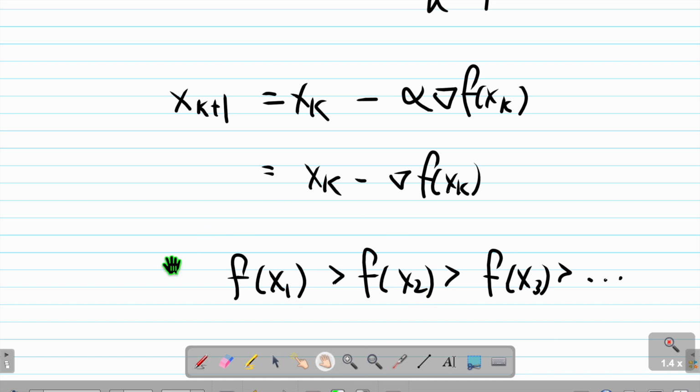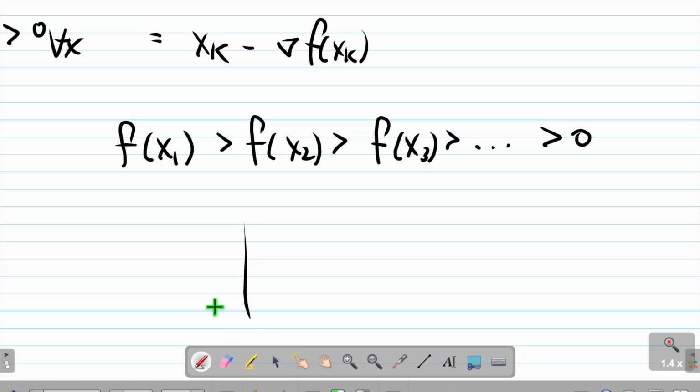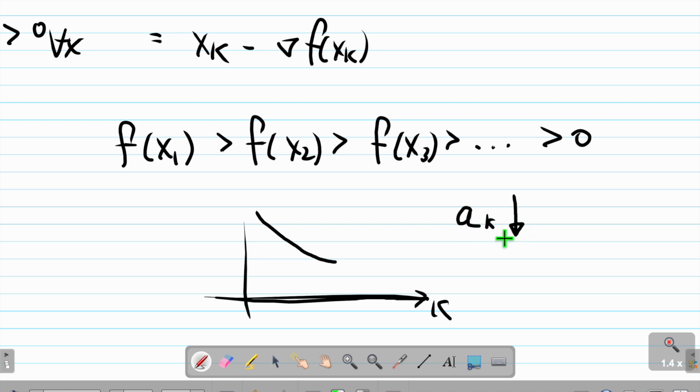Then what? If I can also show f is larger than 0 for all x, then I have this, right? Then what is this? This is iterate. I have this is going down. It is bounded below by 0. Then it's the same as I have a sequence, monotonically going down, and a_k is bounded below. Then I forgot the full proof, but you know, this means a_k converges, right?